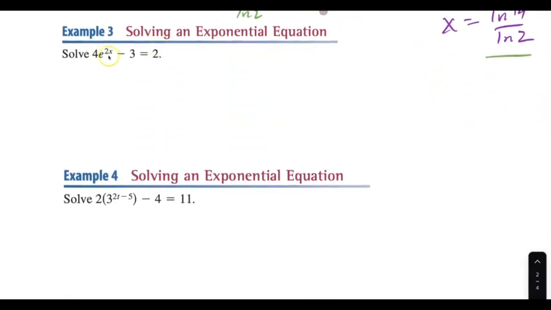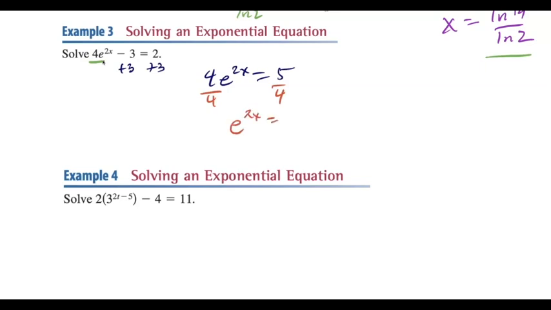So it's this one. Let's solve it. There's an e problem. We got to get the e by itself. Let's get rid of that 3 first. So you get 4e^(2x) equals 5. Then we're going to divide by 4. You get e^(2x) equals 5 over 4. The only way to get rid of e is you take the natural log of both sides. These cancel out. I'm left with 2x is equal to the natural log of 5/4.